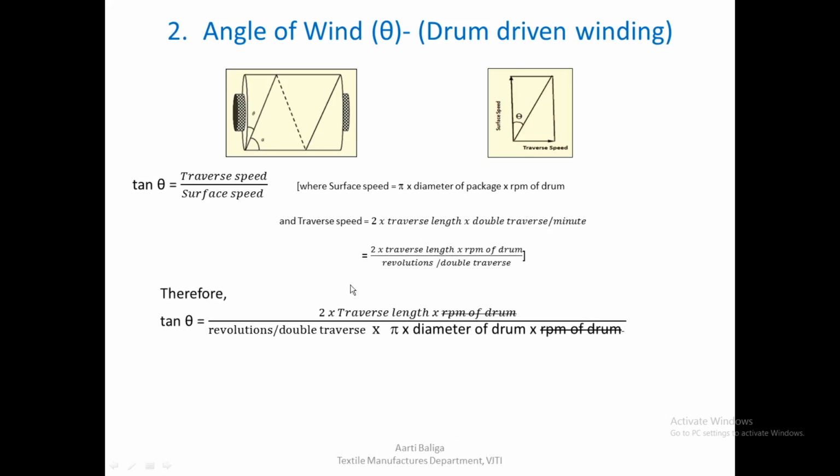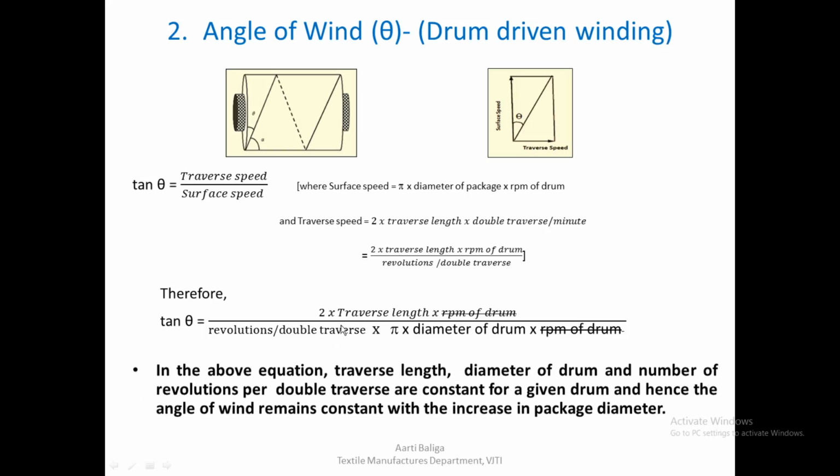So therefore, when I combine this surface speed as well as the traverse speed, I substitute in the earlier formula here. What I get is 2 into traverse length into RPM of the drum, divided by revolutions per double traverse into pi into diameter of the drum into RPM of the drum, where RPM of the drum would get cancelled from the numerator and denominator, and this is what will remain.